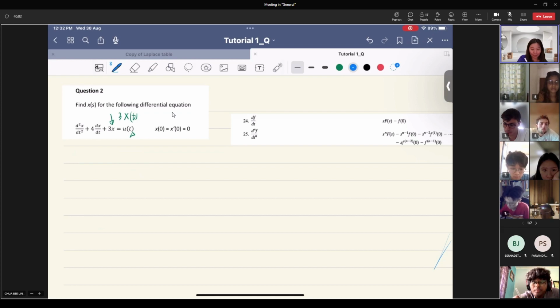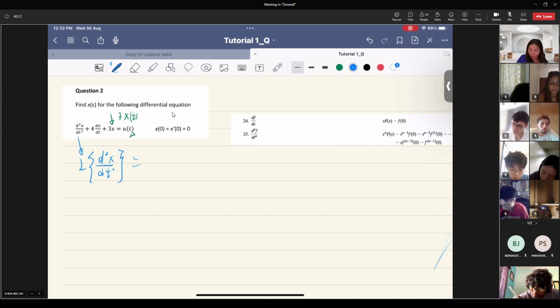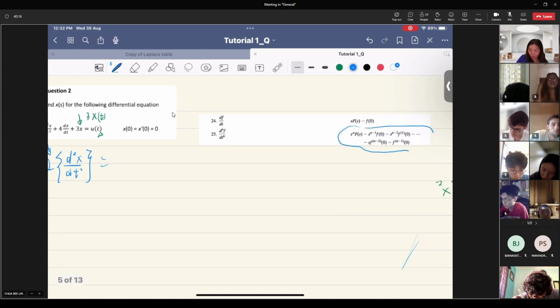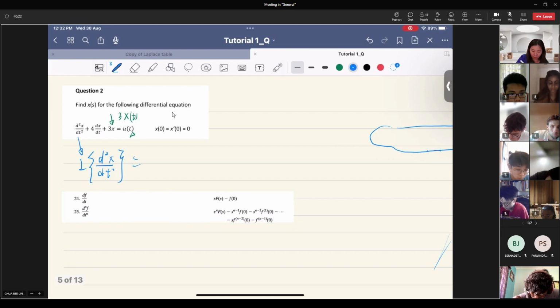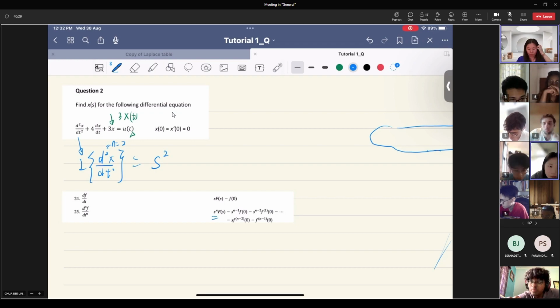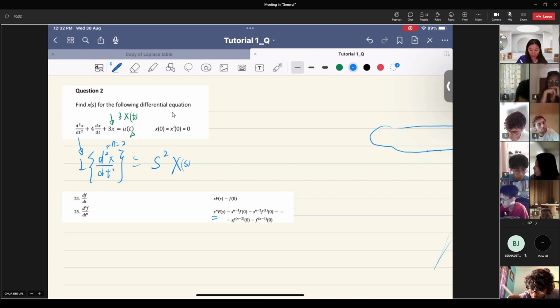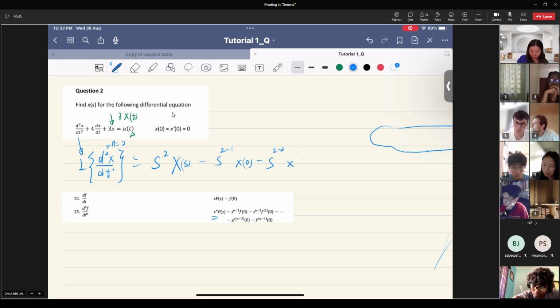Okay, so now the one last term is this one: d power 2 x over dt squared. The Laplace of this one will follow this. So I will have s to the power n, where n is 2, so here 2. Then x(s) minus s to the power 2 minus 1, then x(0) minus s to the power 2 minus 2, then x derivative, first order, at 0.